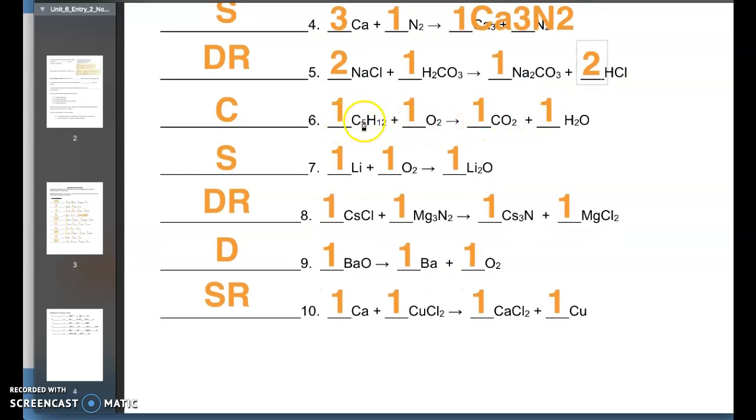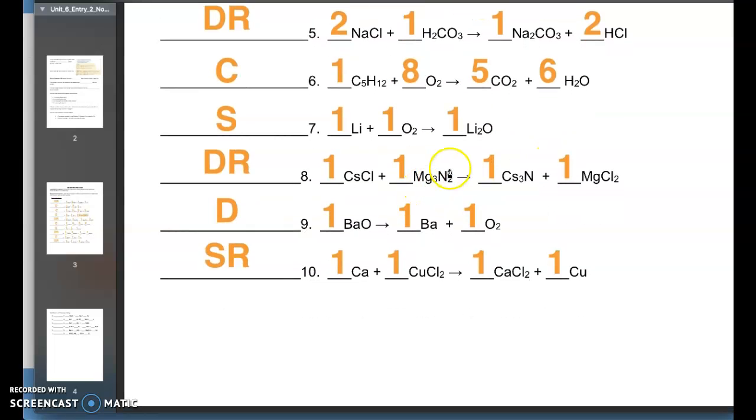Okay, so now let's see what we got for this combustion. Remember, alphabetical order, I got 5 carbons, 5 carbons, 12 hydrogens, so I got 2 over here, so I need 6. That gives me 5 times 2, which is 10, plus 6 more oxygens here for a total of 16, so I need an 8 there.